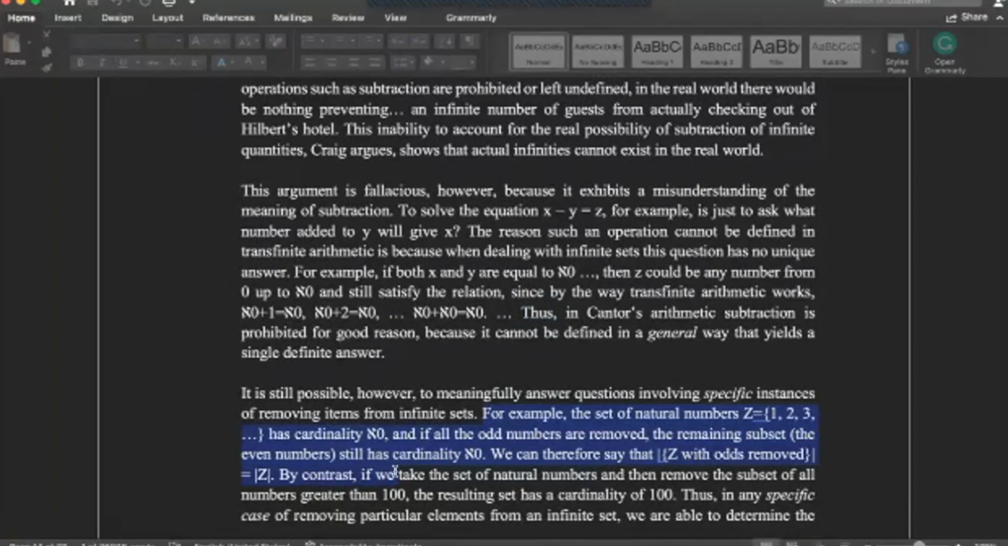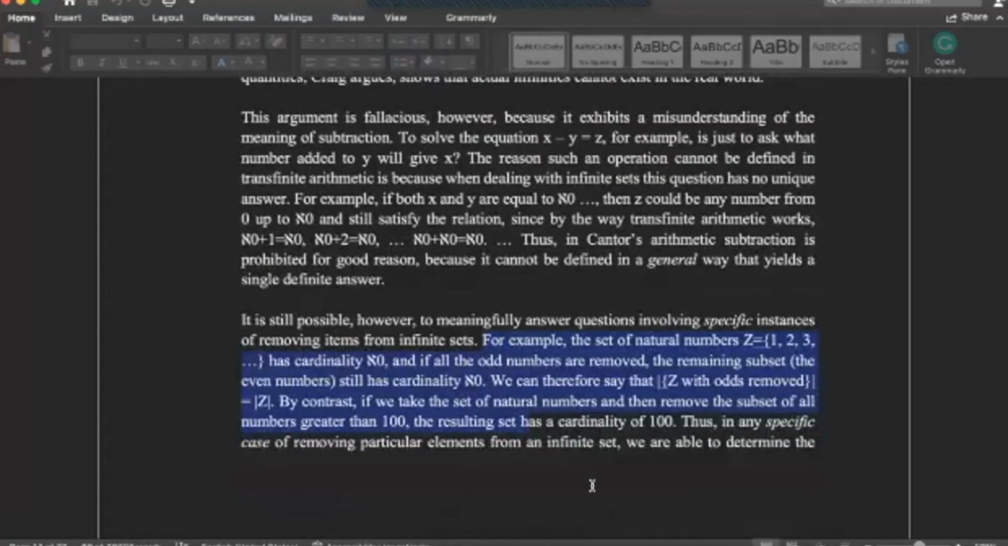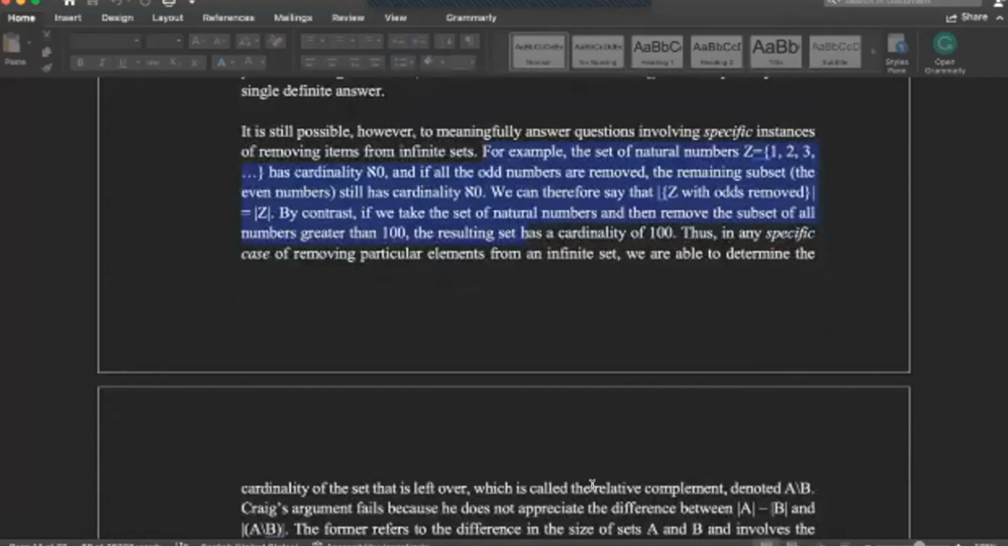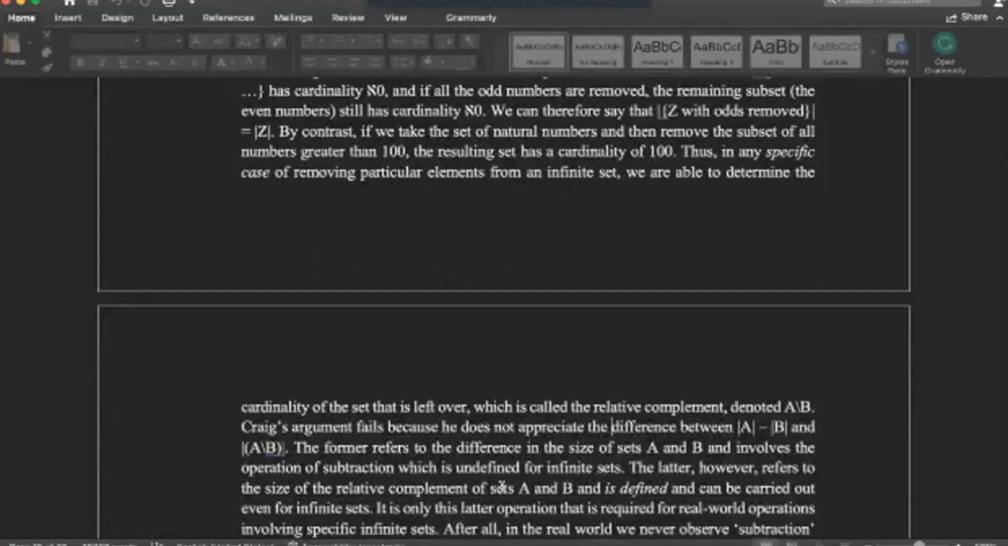By contrast, if we take the set of natural numbers and then remove the subset of all numbers greater than 100, the resulting set has a cardinality of 100. Thus, in any specific case of removing particular elements from an infinite set, we are able to determine the cardinality of the set that is left over, which is called the relative complement, denoted A\B, or the relative complement of B in A. Craig's argument fails because he does not appreciate the difference between subtracting the cardinality of B from the cardinality of A and the cardinality of the relative complement of B in A.